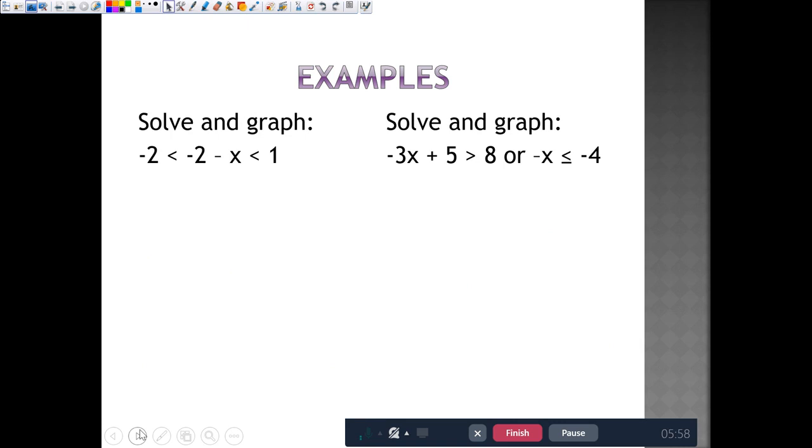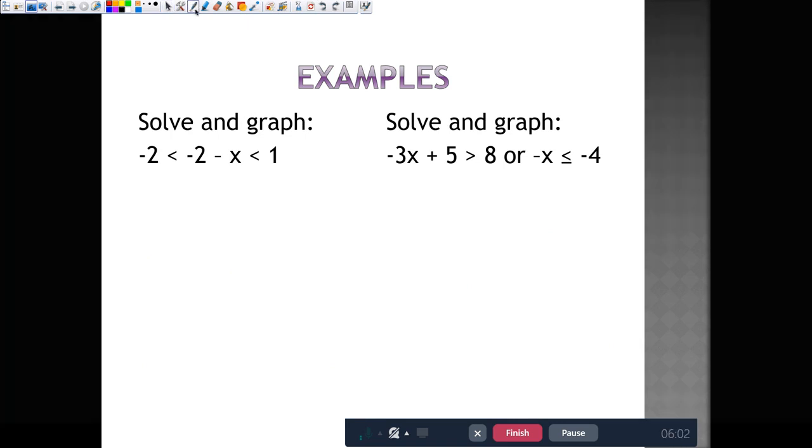Okay, this one doesn't have an "or", so that means it's going to be an intersection, so I'm going to solve it together. So I need to get x by itself, so I'm going to add 2. Whatever I do to the middle, I have to do to both sides. So I'm going to get 0 is less than negative x, which is less than 3.